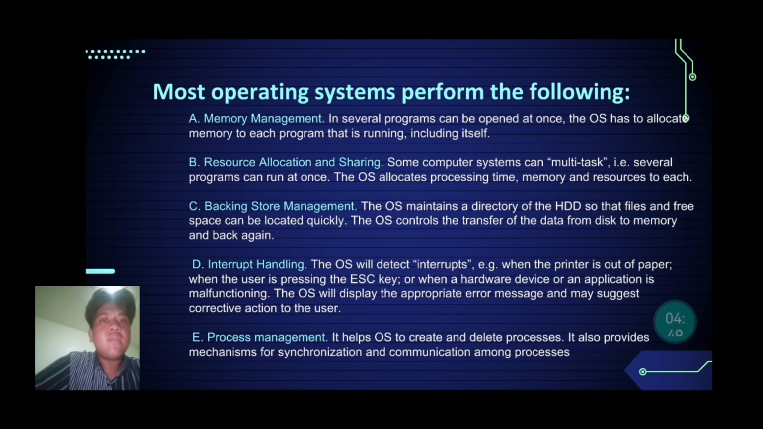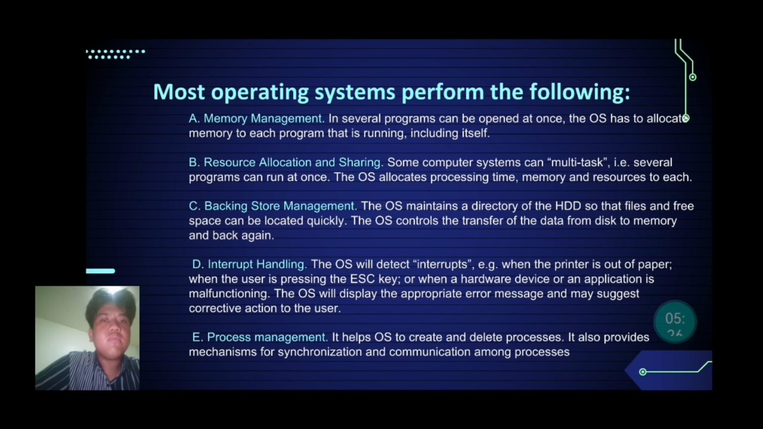Letter D, interrupt handling. The OS will detect interrupts. Example, when the printer is out of paper, when the user presses the escape key, or when a hardware device or an application is malfunctioning, the OS will display the appropriate error message and may suggest corrective action to the user. Ibig sabihin nito ay a fundamental aspect of computer system operation where the normal flow of a CPU's instructions is temporarily halted to process an external event or request.